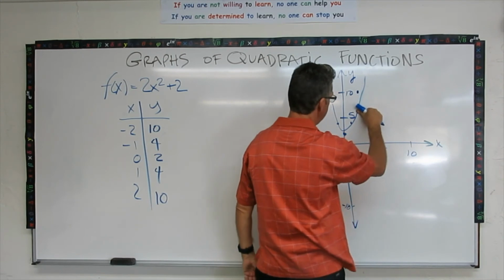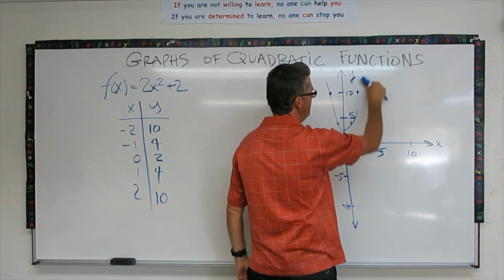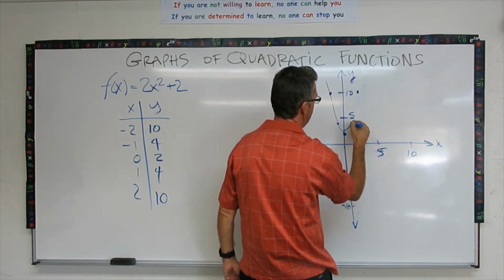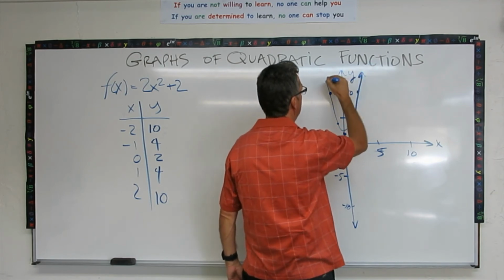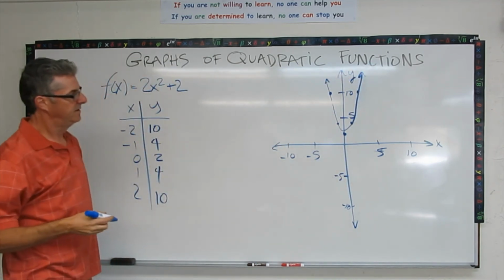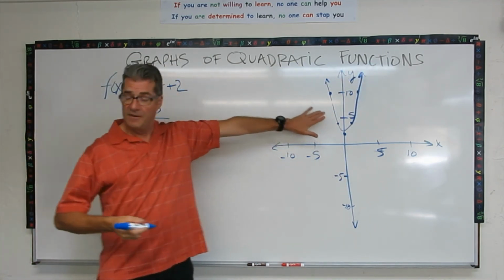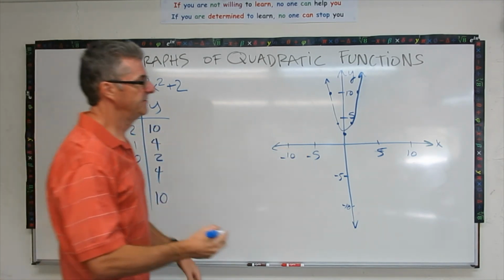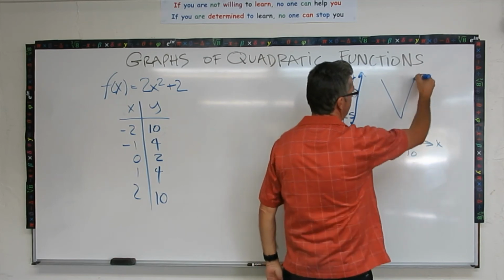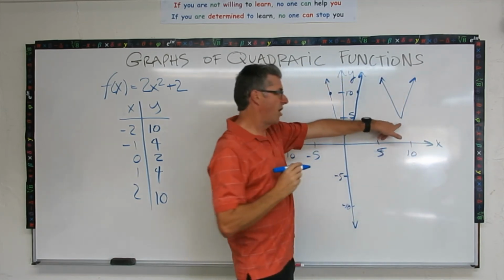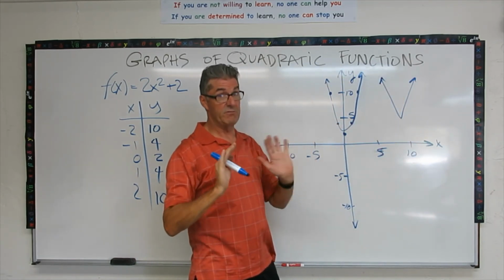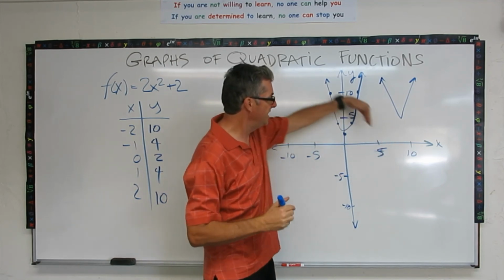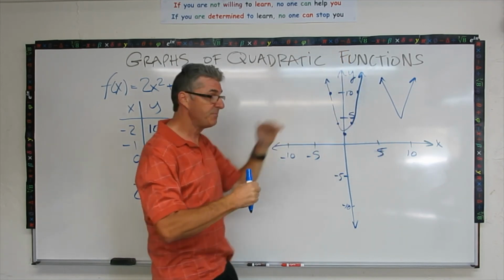Oops, that was a little bit messy. Let's see if I can do that better. Okay? Yeah, close enough. If this was on a test, I'd be fine with that. Here's what I don't like. Parabolas are not V's. They're not V-rabolas. Okay, so don't make it a point. It's got to be a curve. Okay?